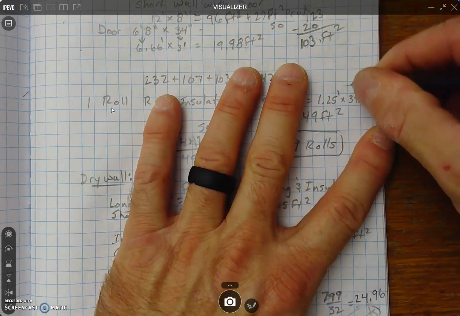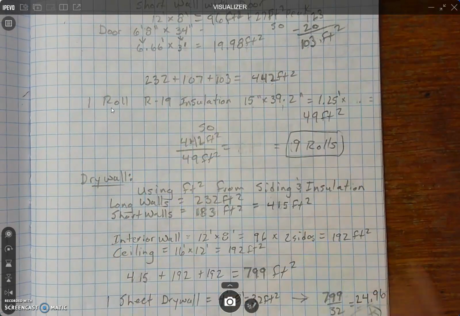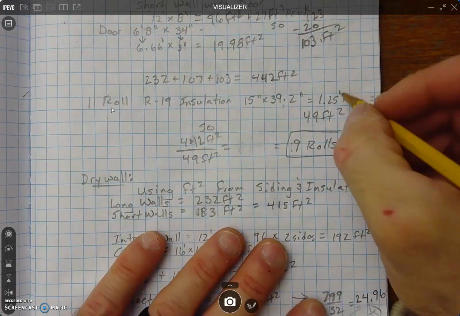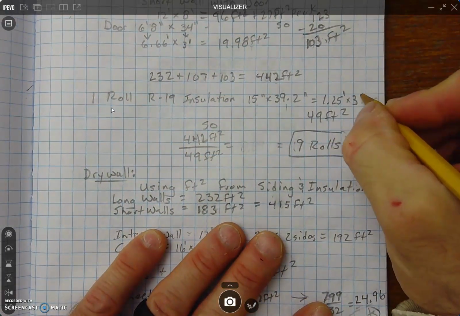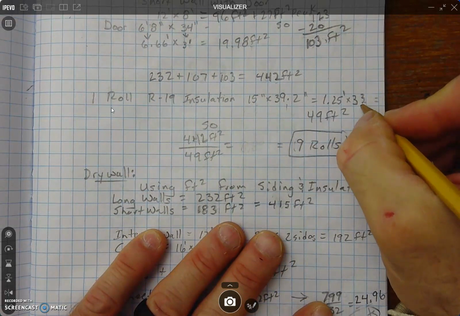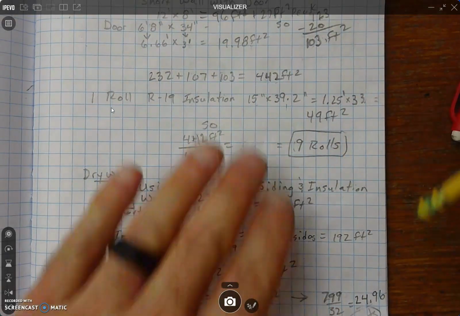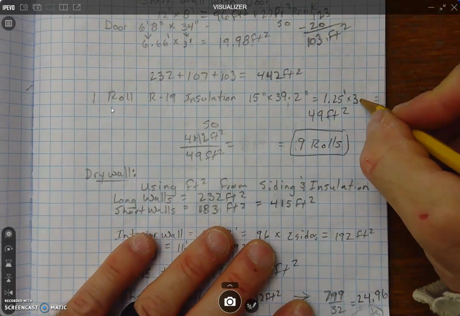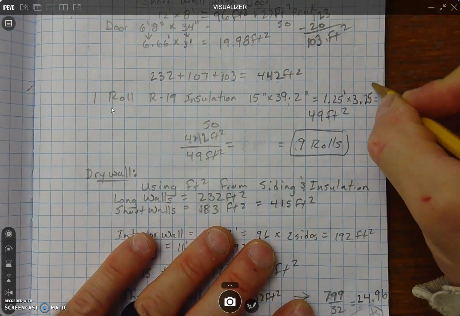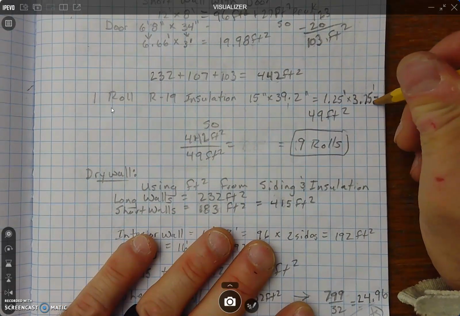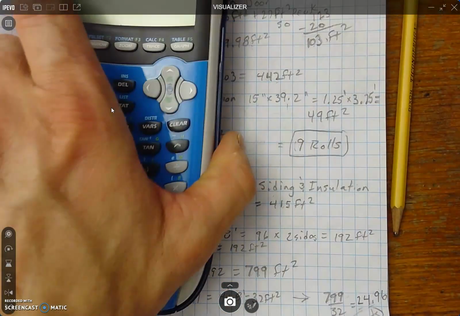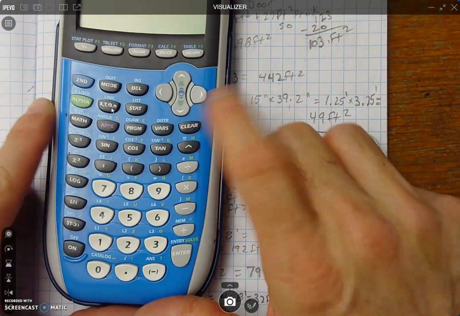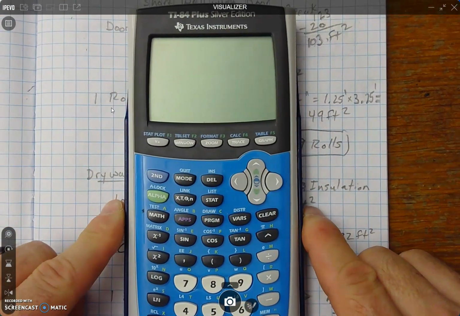39 is, that's 3 feet, 3.2 inches, right? 0.25. So we're going to say 3.25 feet. So if we do that, if we take that, we find the square footage in that roll.